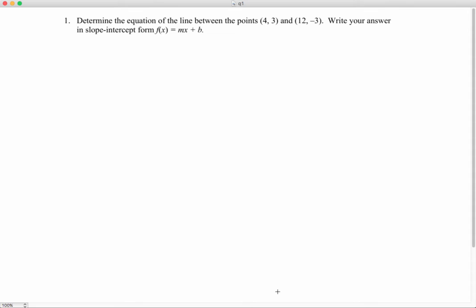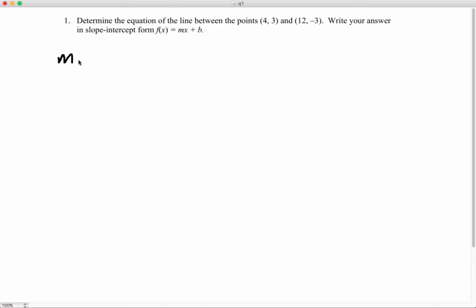In this question, they asked us to determine the equation of the line between the points (4, 3) and (12, -3). Write your answer in slope-intercept form, f(x) = mx + b. Okay, so this is a two-step process. Our first step is going to be to find our slope.